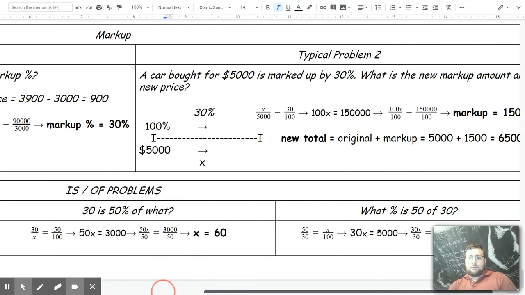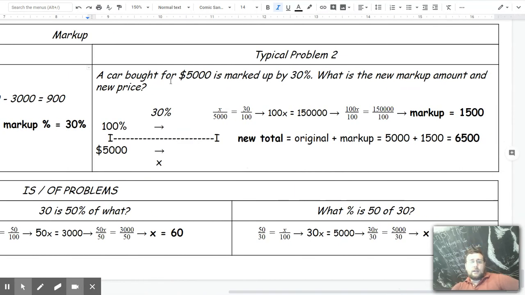Let's do another example that's a little less common, but that's actually trying to figure out what the price is after a markup. So if I bought a car for $5,000 and marked it up by 30%, what is the new markup amount and the new price? So notice that this time I know that the percentage increase is 30%. And I know the original value is 5,000. What I'm looking for is that new price and the markup amount.